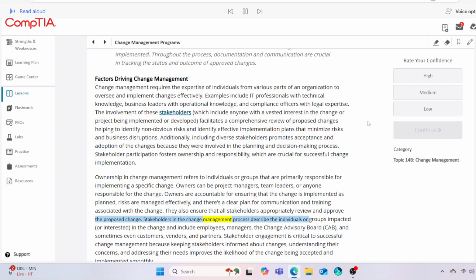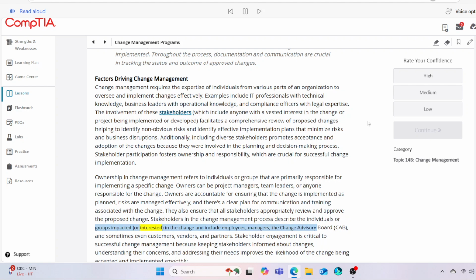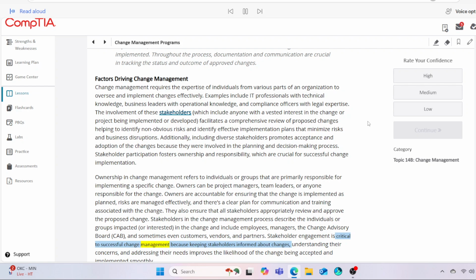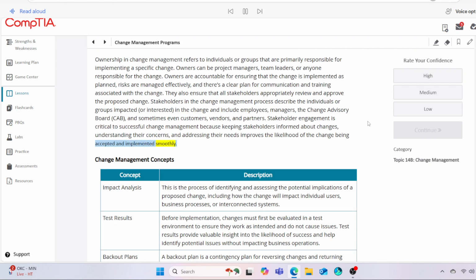Stakeholders in the change management process describe the individuals or groups impacted or interested in the change and include employees, managers, the Change Advisory Board, CAB, and sometimes even customers, vendors, and partners. Stakeholder engagement is critical to successful change management because keeping stakeholders informed about changes, understanding their concerns, and addressing their needs improves the likelihood of the change being accepted and implemented smoothly.